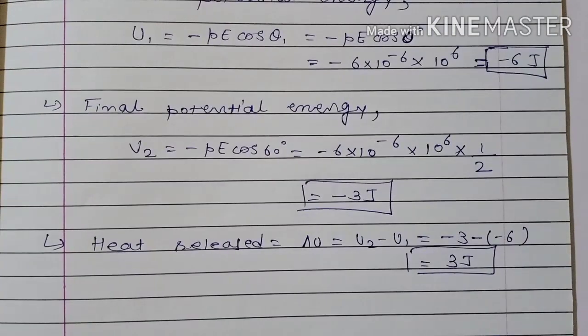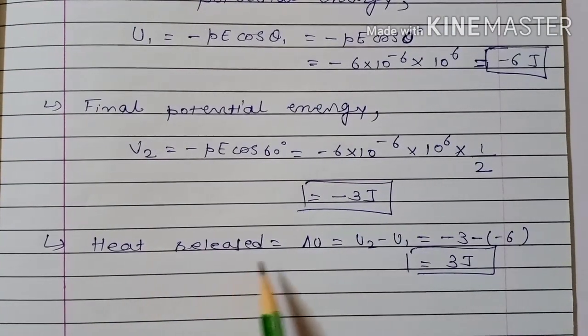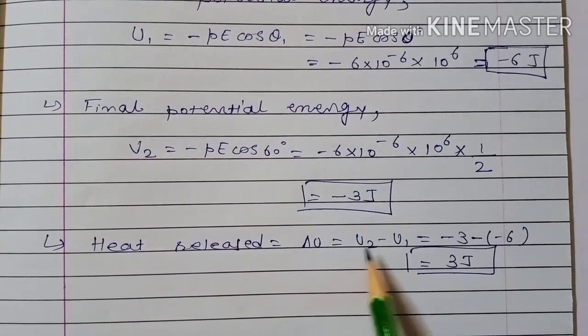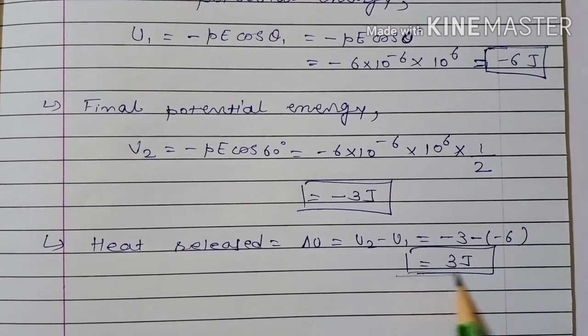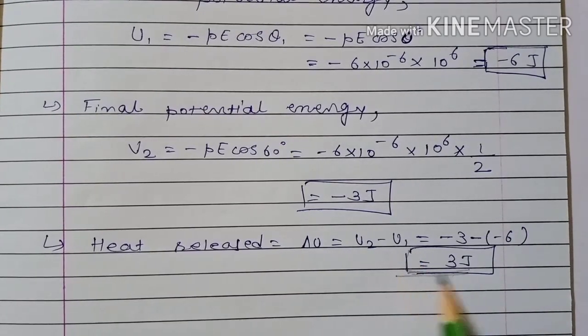And if you want to find heat released during this process, then heat released is equal to the change in potential energy, U2 minus U1. So minus 3 minus minus 6. So that is plus 6. 6 minus 3 is 3 joule. So this much amount of heat is released during this process.